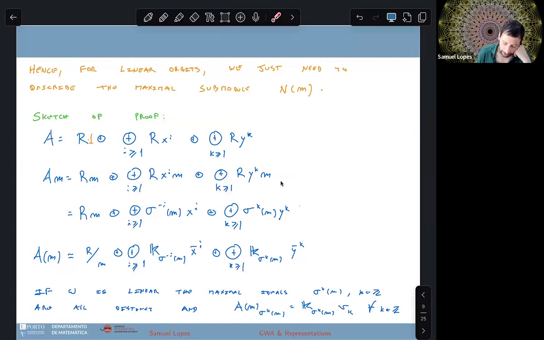Okay, and of course, each one of these summands is in a weight space. But if the orbit were not linear, there could be some collapses. For example, if sigma squared of m is equal to m, then when k is equal to 2, this space would actually also be in the weight space corresponding to m, because sigma squared of m is m. Okay, so things would be folding.